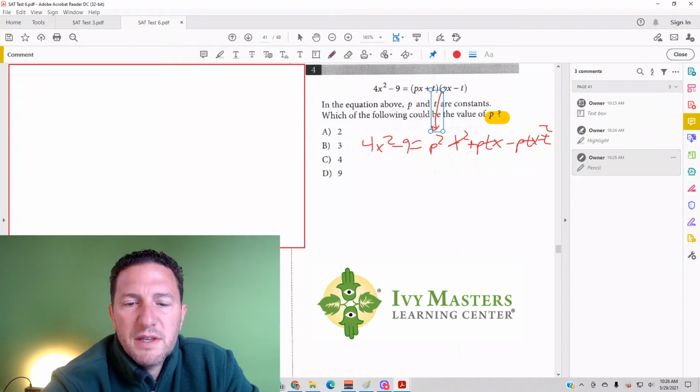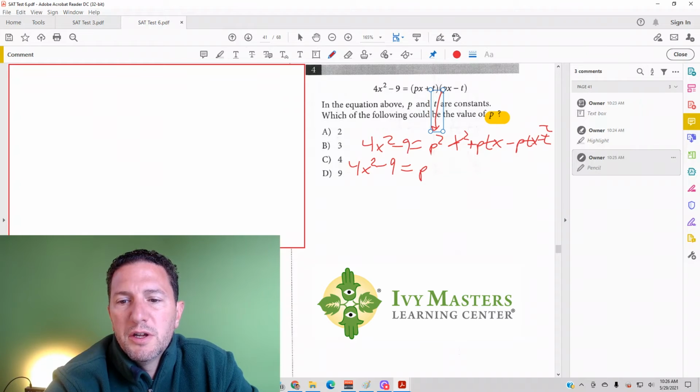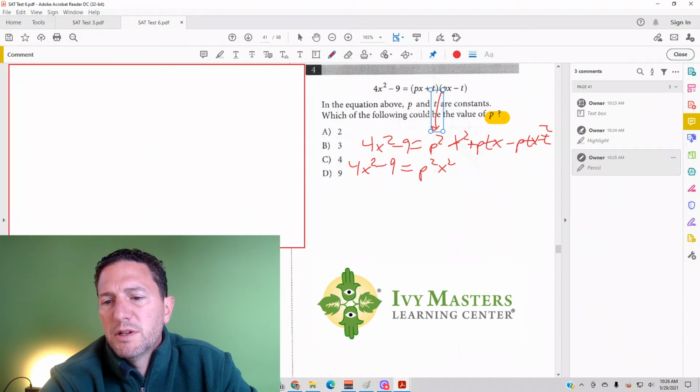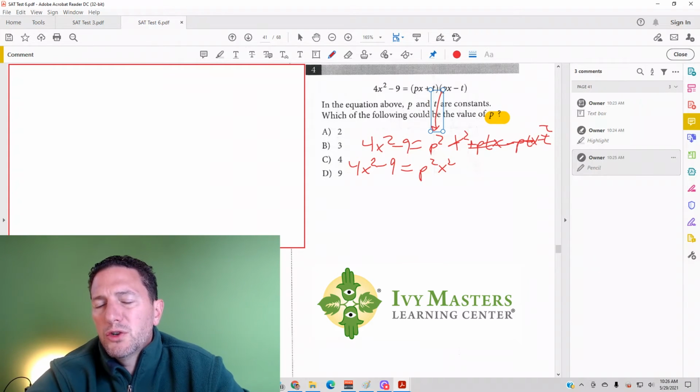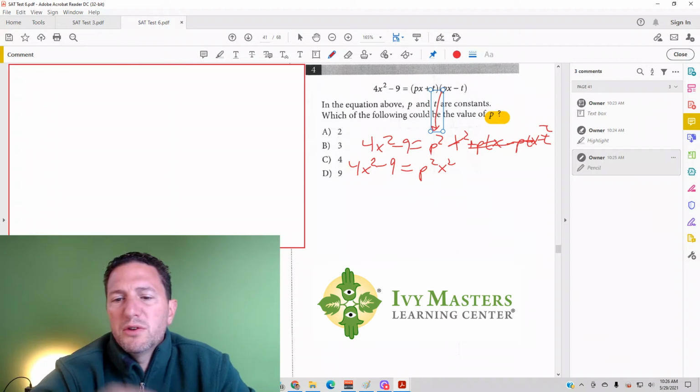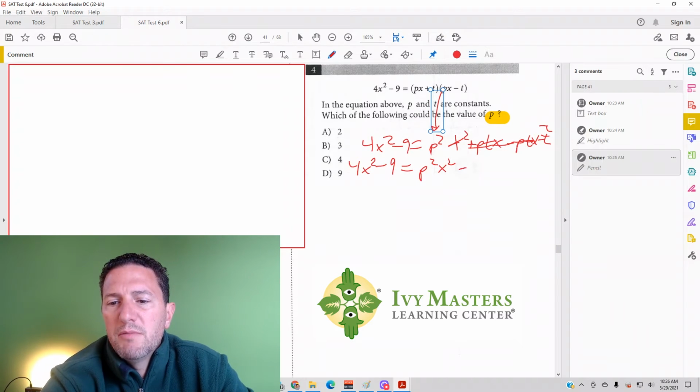And what happens then? So we still have our 4x squared minus 9. And you've got your p squared x squared. And notice the middle's canceled: plus ptx minus ptx. If you're well versed with difference of squares, you don't even have to write those middle terms at all. And you get minus t squared. Now, you've got to see what corresponds.